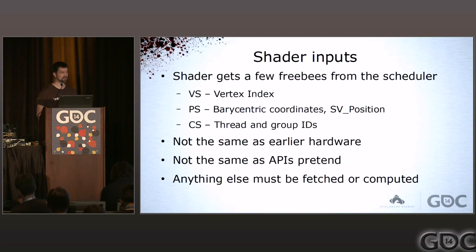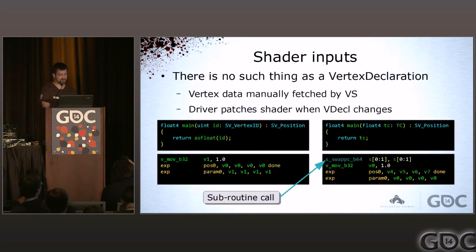So it doesn't really match what APIs pretend that these things are. And one example, as I mentioned, there's no such thing as a vertex declaration. It's not a hardware thing. It's purely a software or API thing. All the vertex data is manually fetched by the vertex shader. So whenever you change the vertex declaration, the driver actually has to modify your shader or at least send it to a different address.